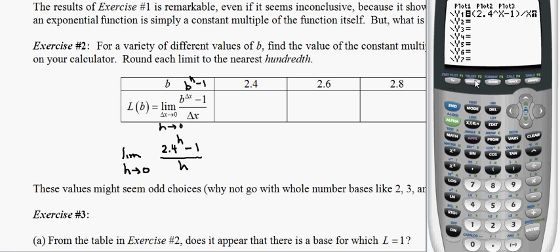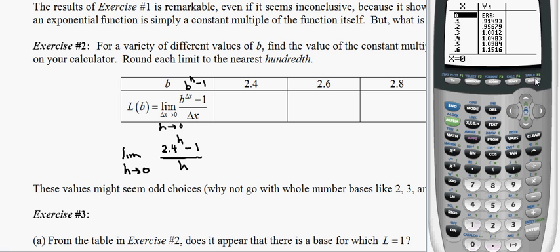So I'm going to go into my table. I'm going to make my table start at 0. And now I'm going to make it go by very small amounts. So maybe I'll make it go by 0.1 units. Let's go into the table and see what's going on.